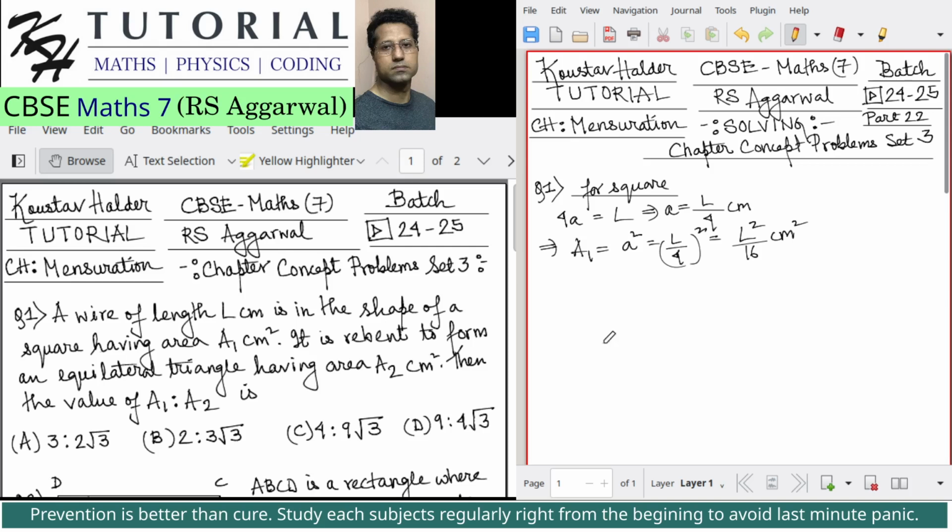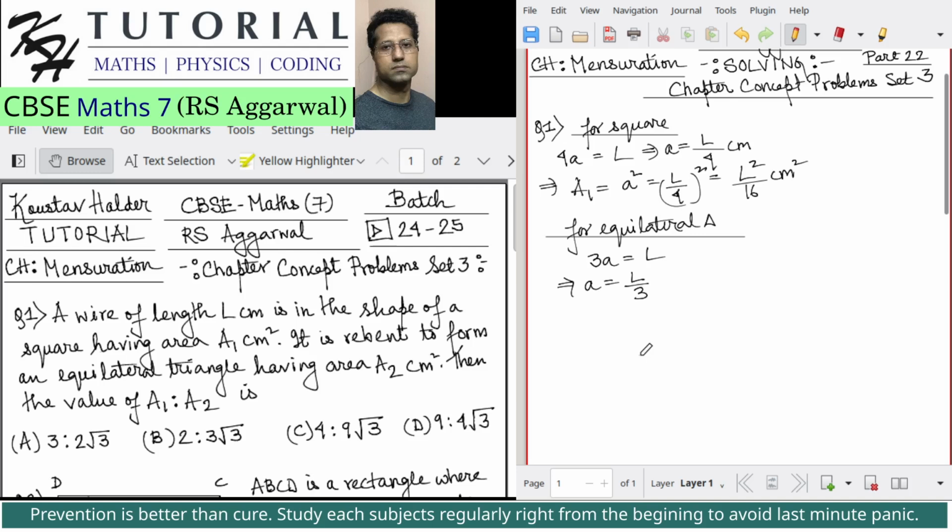Similarly, we have to find the area A2 for the equilateral triangle. So for equilateral triangle, we know that the sides of an equilateral triangle are same. So if we consider a as the length of the side of an equilateral triangle, we will have 3a is equal to L. The perimeter of an equilateral triangle where the length of each side is a is thrice a. So this must be equal to the length of the wire. So this implies a is equal to L by 3. So the length of each side of the equilateral triangle is L by 3.